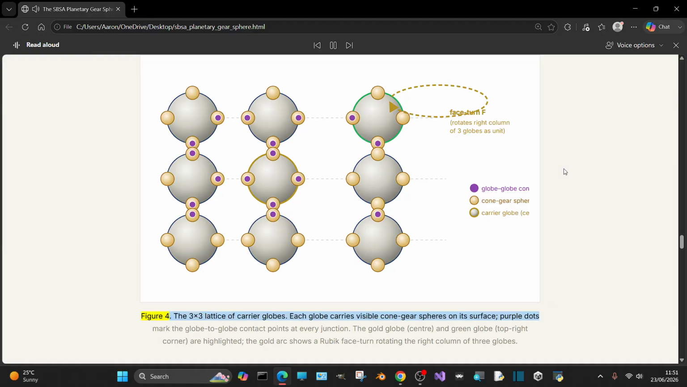Figure 4. The 3 by 3 lattice of carrier globes. Each globe carries visible cone gear spheres on its surface. Purple dots mark the globe-to-globe contact points at every junction. The gold globe, center, and green globe, top right corner, are highlighted. The gold arc shows a Rubik face turn rotating the right column of 3 globes.